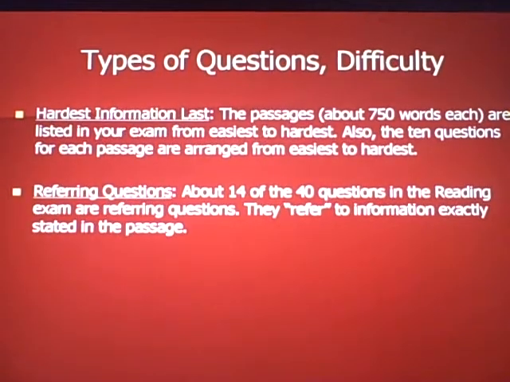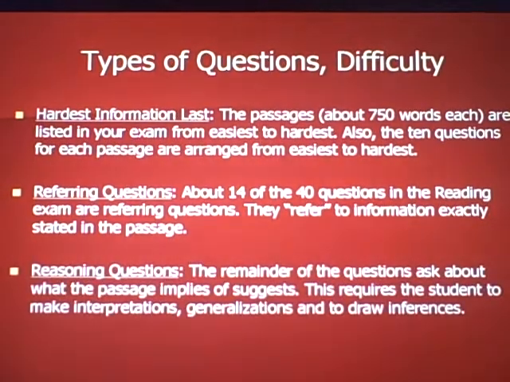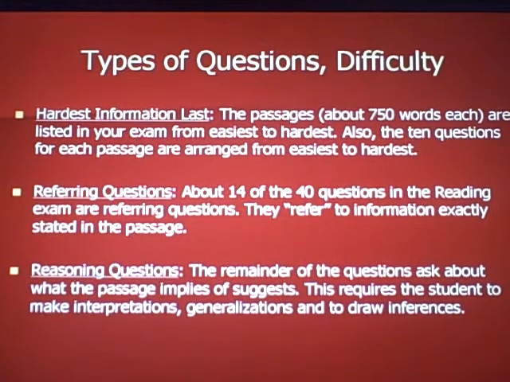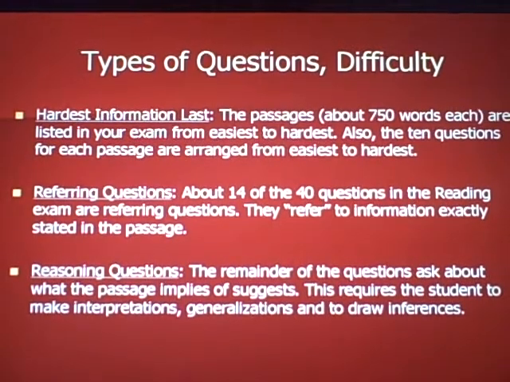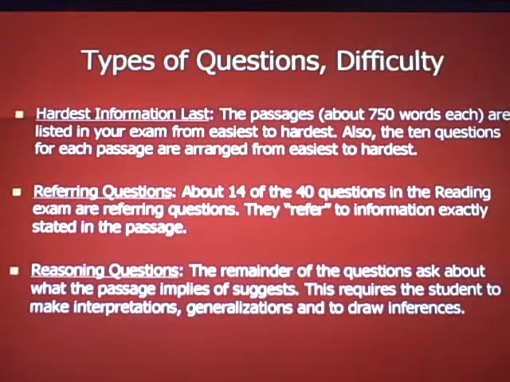There's 2 types of questions. The first is called referring. About 14 of the 40 questions in the reading exam are referring questions. They refer to information exactly as stated in the passage. Finding it should be evident and fairly quick. They may even give you the lines in the passage where the information is located. The harder questions and the majority of the exam are reasoning questions. The remainder of the questions ask about what the passage implies or suggests. It won't be apparent. This requires the student to make interpretations, generalizations, and to draw inferences. This requires more thought, and these questions are harder.